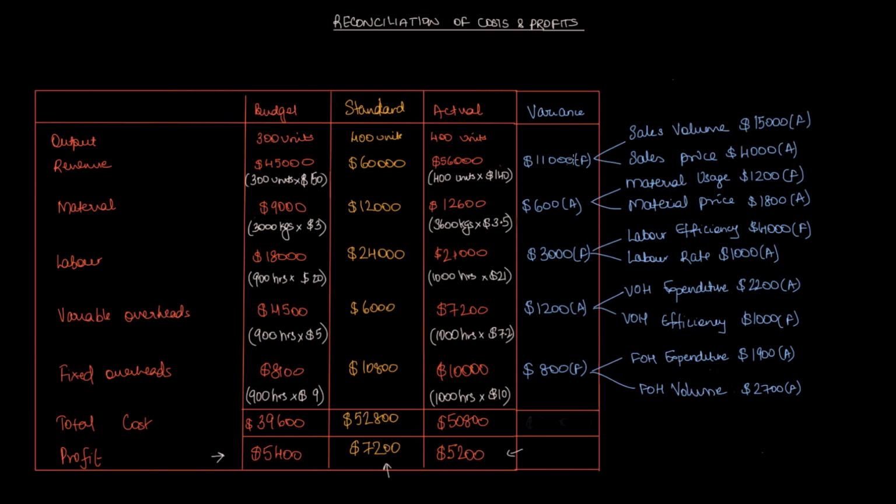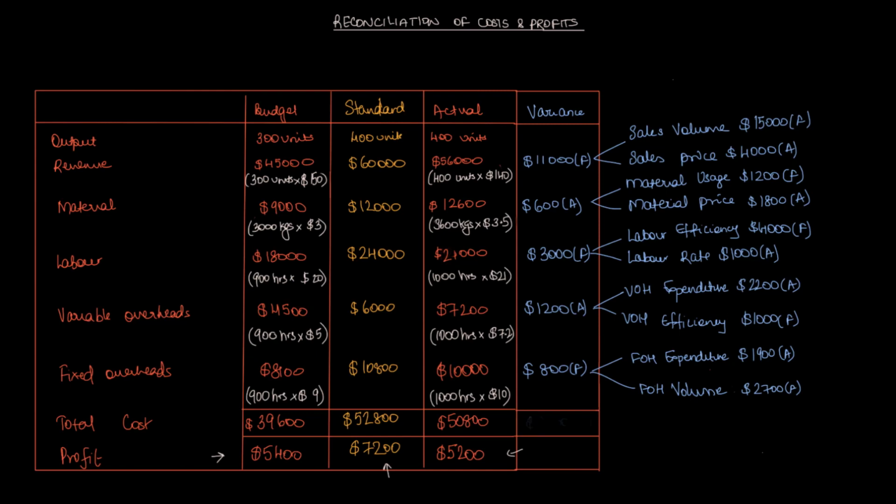For example, revenue was 11,000 favorable variance. What is the reason? So sales volume 15,000 favorable, and sales price 4,000 adverse. Same way for all the cost and revenue variances, sub variances have also been shown here. Now fixed overhead volume variance 27 adverse. We had also divided this further into fixed overhead capacity and fixed overhead efficiency variance, but I've not done that here. Let's keep it simple. But once you understand the logic of reconciliation, you can use that also.